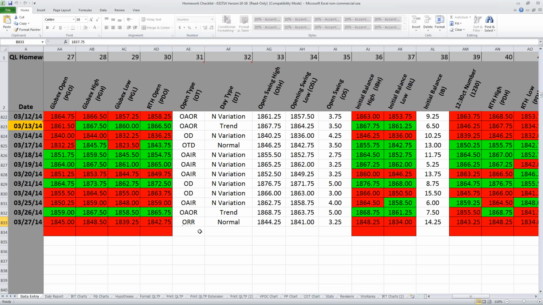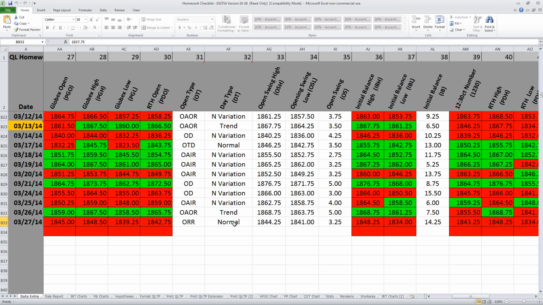So hopefully some of you guys took that trade. It was an open auction, open rejection reverse. We went up, we tested that 43, the sellers stepped in, and then they just took us for a ride down to that 34. We did not break the IB to the upside or the downside.